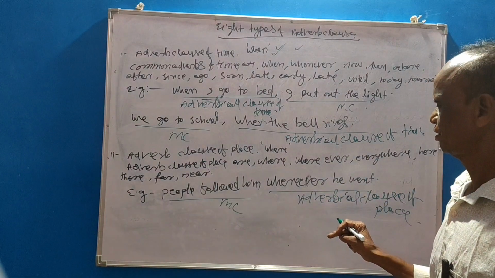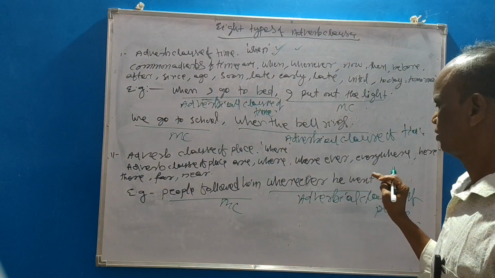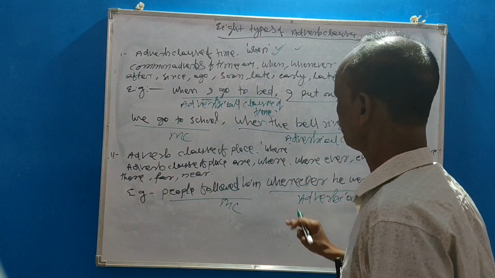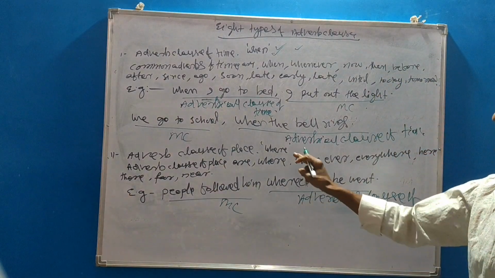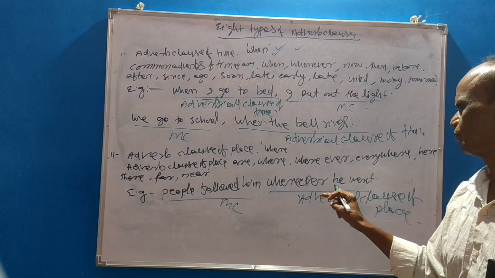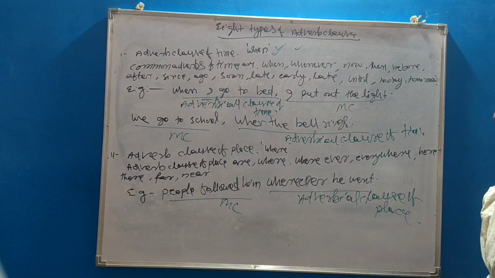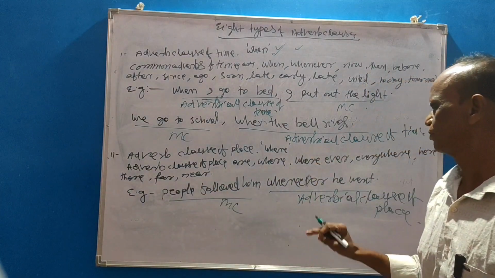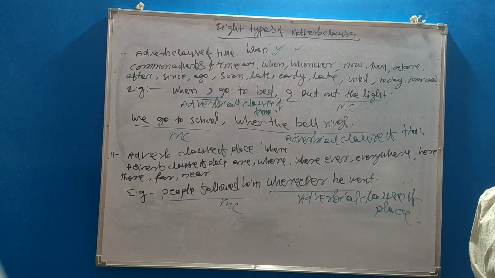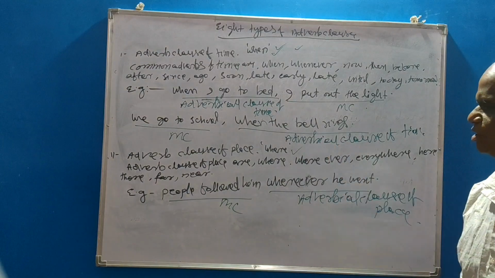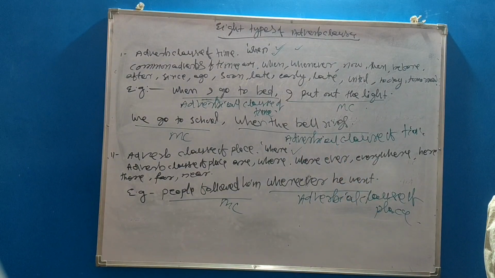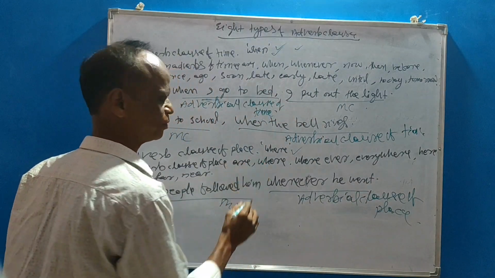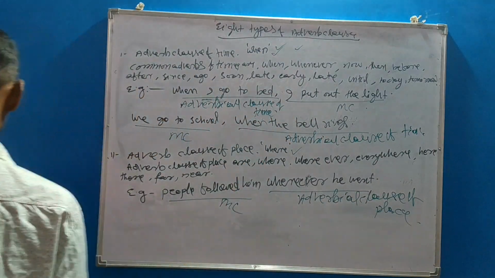Where did people follow him? Wherever he went. Question WH: where? This is the adverb clause of place.